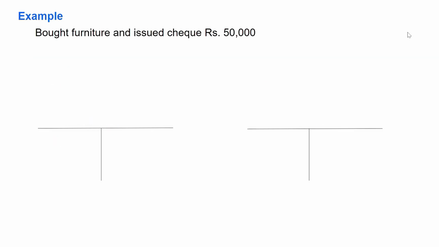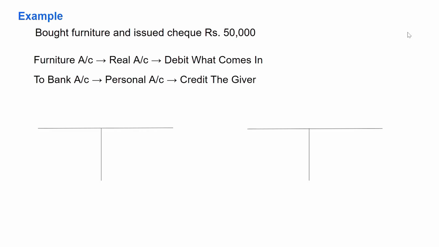Next, bought furniture and issued a check for rupees 50,000. Furniture is an asset and it is coming in, so we debit it. The payment is through bank, which decreases, so we credit it. Furniture account is real, debit what comes in. And credit bank account. Bank is a personal account and credit is the giver. So the accounts are furniture account, bank account. Debit side for the furniture 50,000 and credit side for the bank 50,000.